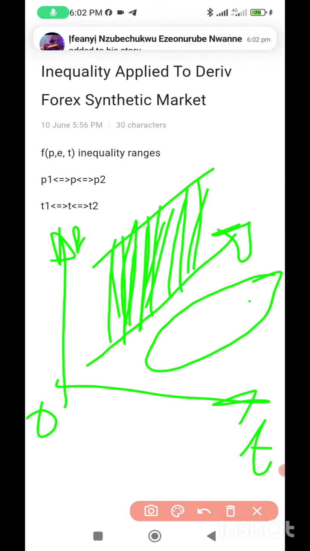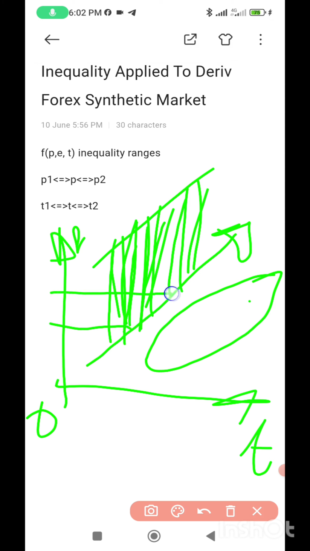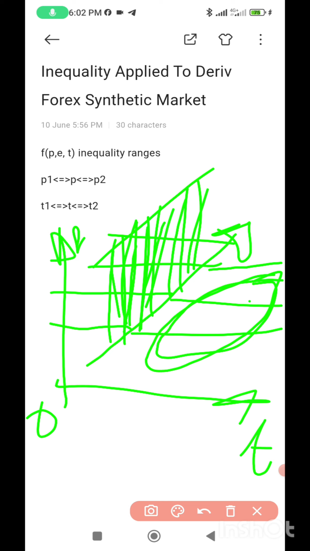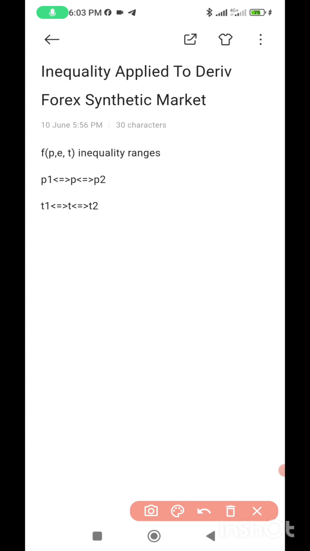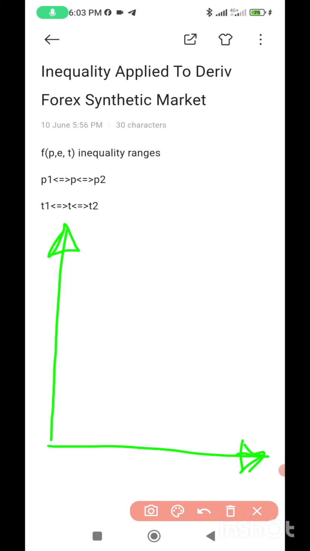This shows that if we map prices, the prices will just terminate on this trend line. It will not go beyond it. What it's trying to tell you is that we don't need to extend the price after this line, because when you extend it, it will intersect with this ellipse. So what I'm trying to say here is the application of inequality in the Forex chart.